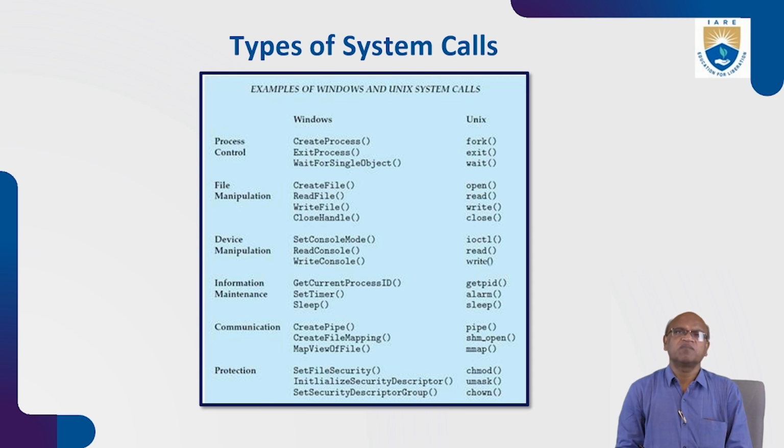Regarding protection, there are system calls in Unix: chmod, umask, and chown. These are the system calls in Unix. And in Windows, SetFileSecurity, InitializeSecurityDescriptor, and SetSecurityDescriptorGroup. So these are the different system calls available in Windows as well as Unix.